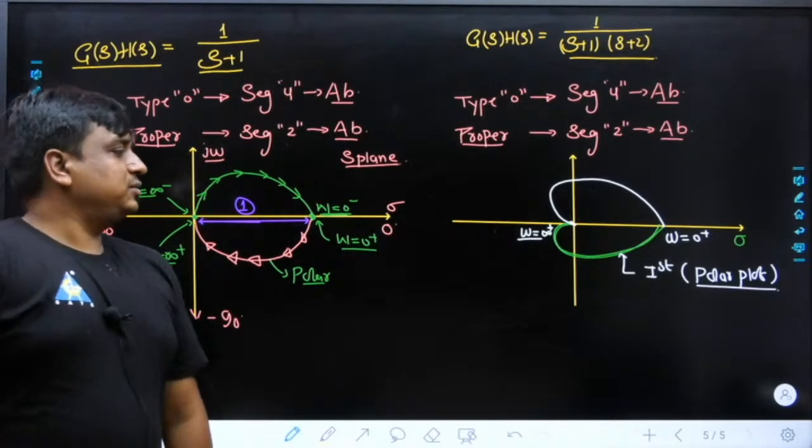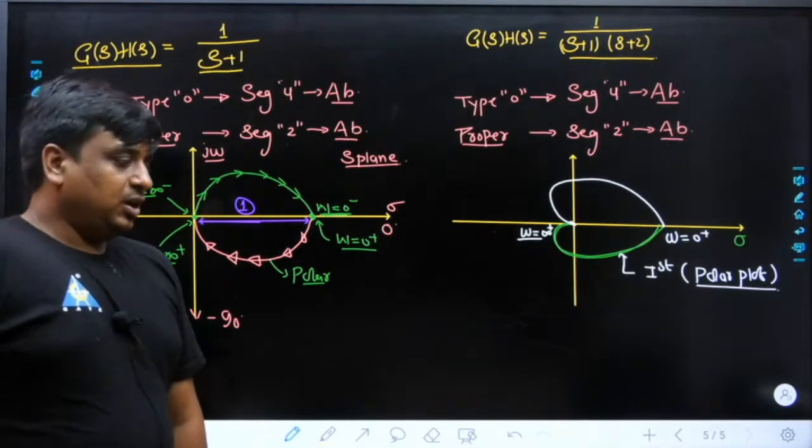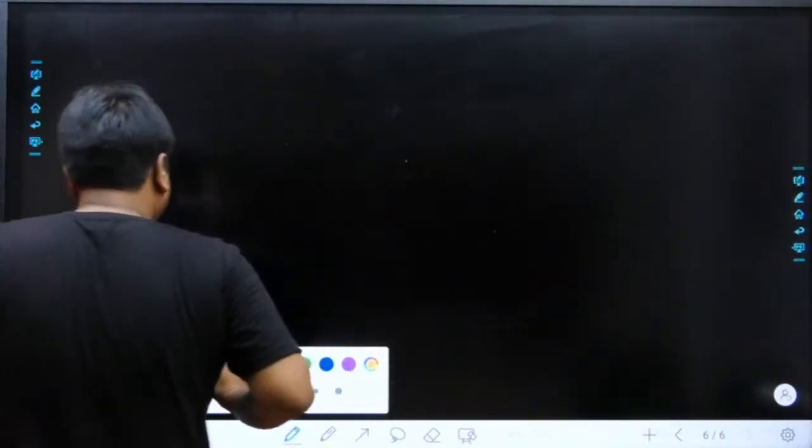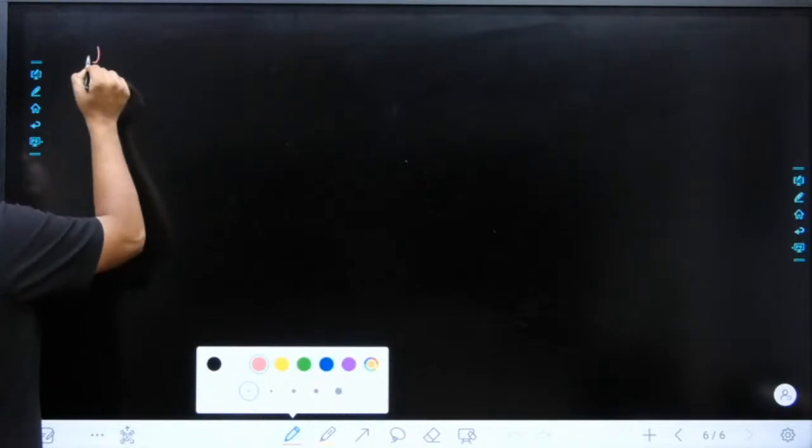Could you understand what I'm saying? Now, many of the students would also think, sir, how can the stability be assessed with the help of the Nyquist plot? The stability can be easily assessed. The same formula we are going to use over here.